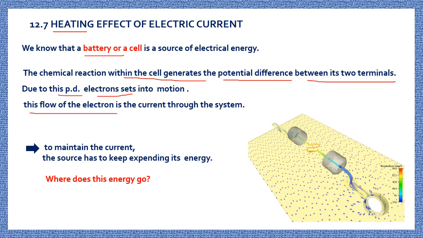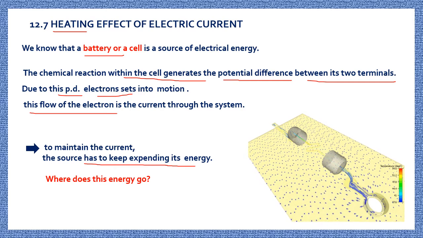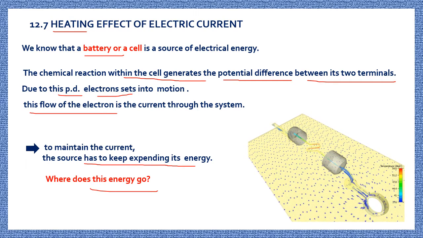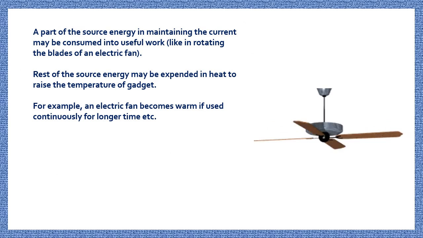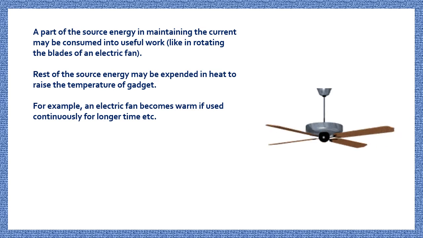Now, to maintain this current, the source has to keep expending its energy. Otherwise, it will be difficult to have the continuous flow of the current. Now, the question is, where does this energy go? This is the only concept that we are going to discuss today. A part of the source energy that is maintaining the current may be consumed in useful work.